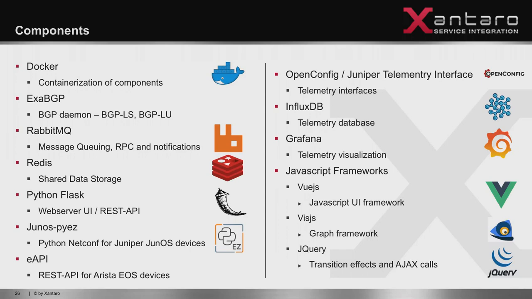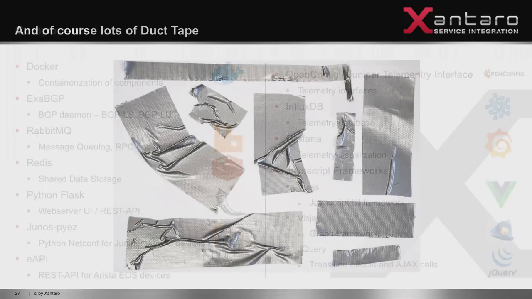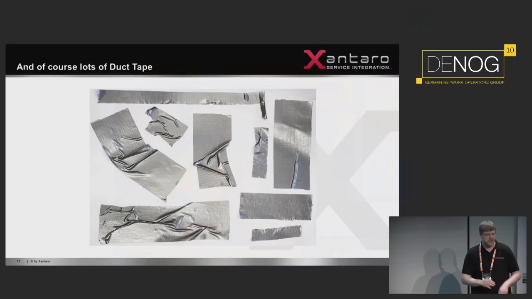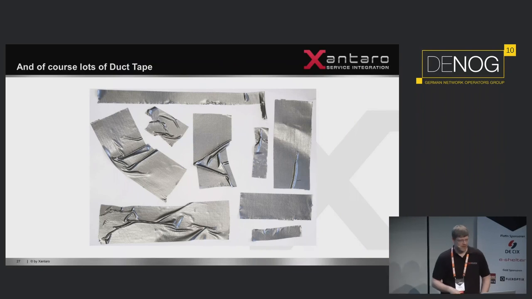ExaBGP is in there, not because we particularly like it, but because it has had all of the protocols in there that we actually need, namely BGP-LS and BGP-LU. A message bus framework, Redis for storage, a bit of the UI stuff for representation, the telemetry stuff I talked about, and a couple of frameworks to actually do the front-end presentation. And the most important part, lots of duct tape to actually glue that together, at one point lots of scripting stuff to actually make that work, built the chains to actually do stuff in there.